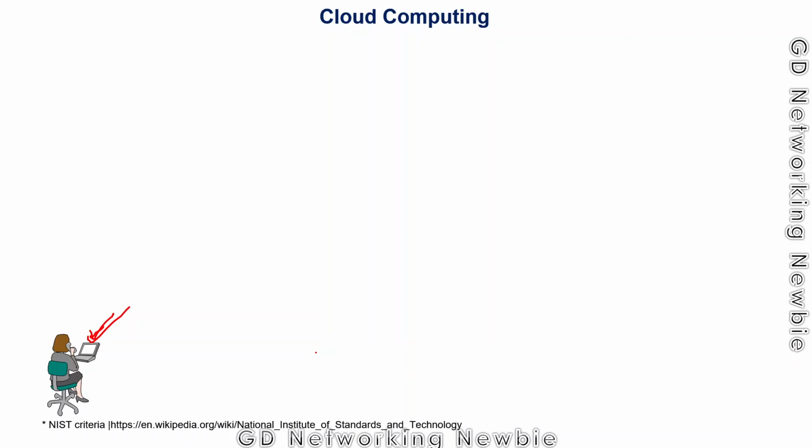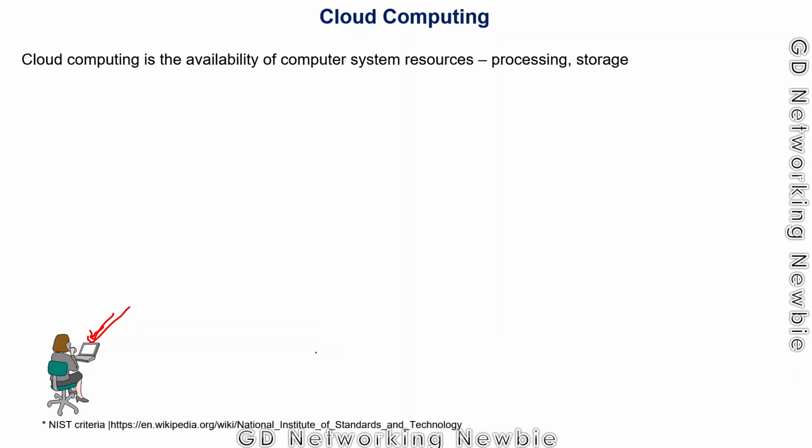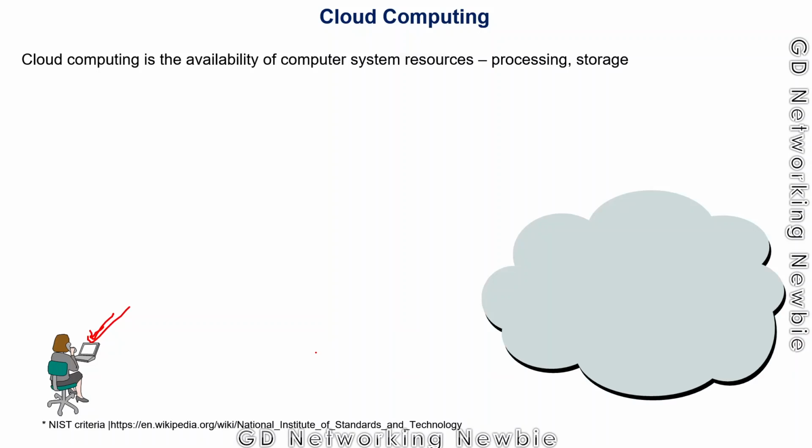Now, the idea of cloud computing is the availability of these computing resources, specifically processing and storage. And now these resources will be provided by some cloud. So there is some cloud, and we are having all these resources from there. For example, if we need some processing power, maybe we are running some simulation programs and we need more processing power, then that processing will be provided to us from that cloud.